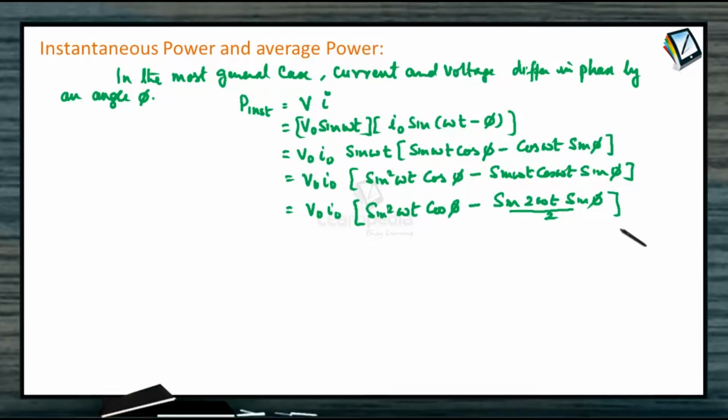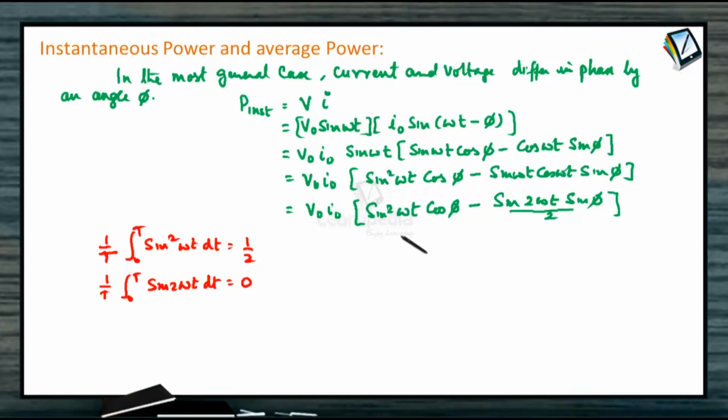The average of sine square omega t, 1 by T integral from 0 to T of sine square omega t dt, should be equal to half, and the integral of sine 2 omega t dt from 0 to T for a cycle is equal to 0. So we know 1 by T integration from 0 to T sine square omega t dt is equal to half, and 1 by T integration 0 to T sine of 2 omega t dt is equal to 0. Substituting these two values here, we can get the average power.